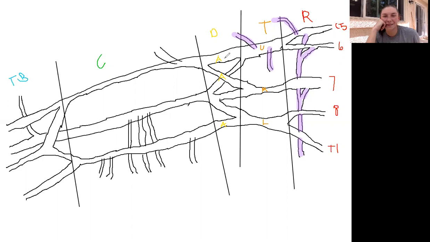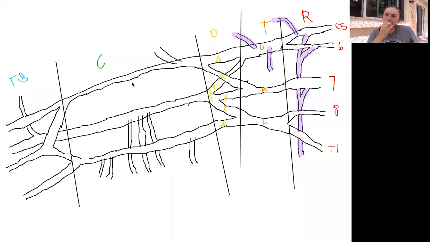The 2 anterior branches from the upper and middle trunks, you can see they come together. And now all the posterior branches from the upper, middle, and lower come together right here. And that's it for the divisions. Next, we will do the cords.